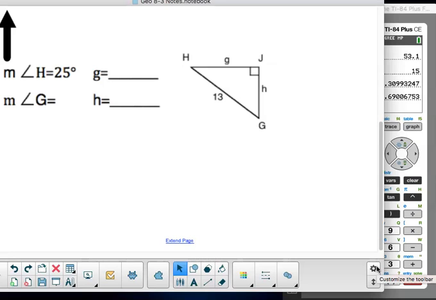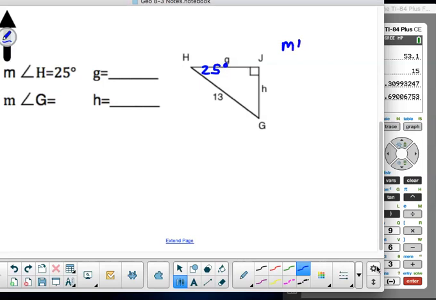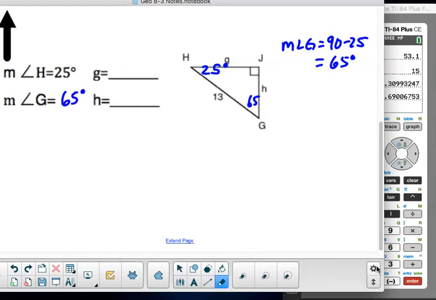Okay, welcome back. Now, keeping in mind, the measure of angle H is 25 degrees, and the measure of angle G is equal to 90 minus 25. That's pretty darn quick. That's 65 degrees. So 65 degrees, that makes 90. But now we have to find two different sides. I've got the hypotenuse of 13.